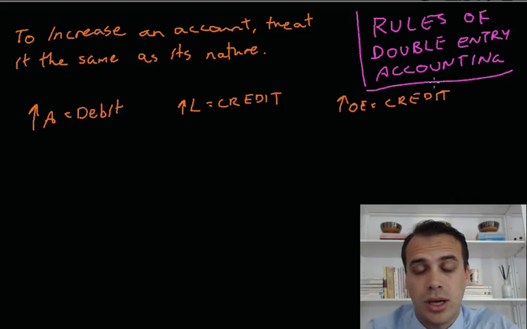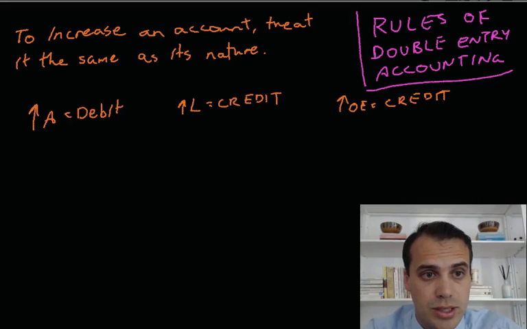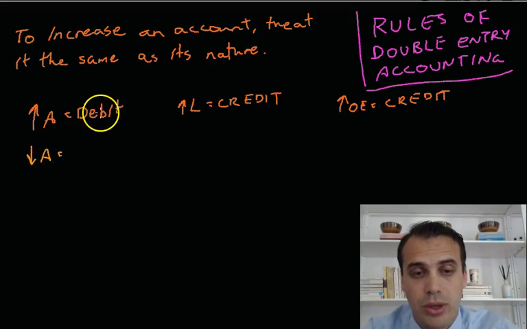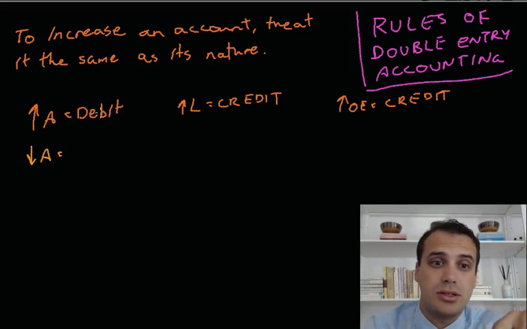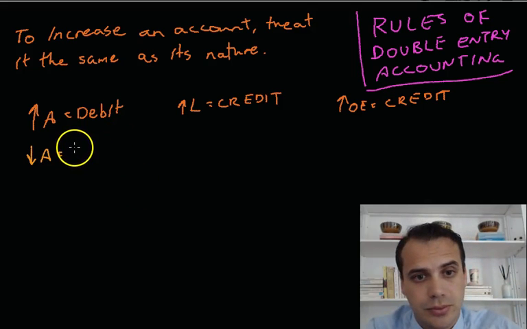That's it. Now we can do the converse here. So we can say, what would happen if I decreased an asset? Well, if you need to debit assets to increase them, to decrease them, you need to do the opposite, which is credit them.